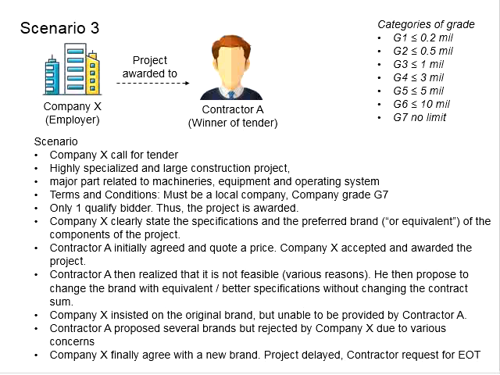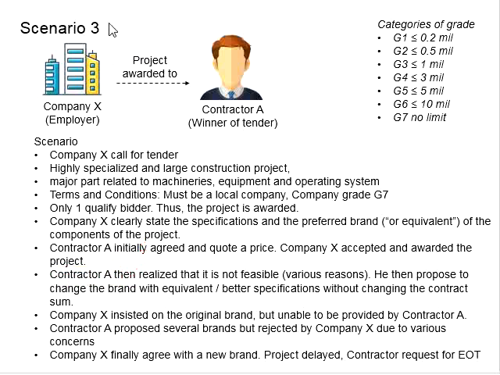Now you have the project awarded and the construction work has commenced. That means the contract is running and he is unable to supply the brand which he initially promised. Then he proposed to change the brand with an equivalent or better specification without changing the contract sum. This may seem to be logical. However, due to some concerns, Company X insists on the original brand. Probably the entire setup and the planning are in accordance with the said brand, but now this brand cannot be provided by Contractor A. Now Contractor A has a problem.